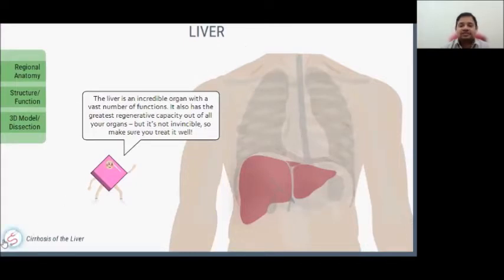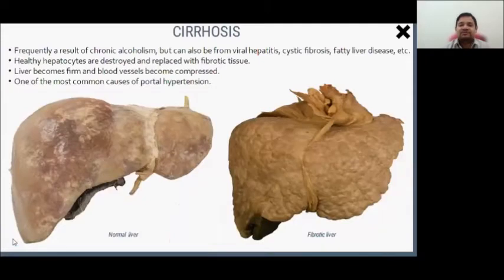There is one common disease known as cirrhosis of the liver. It is frequently a result of chronic alcoholism, but can also be from viral hepatitis, cystic fibrosis, fatty liver disease, and many more. Healthy hepatocytes are destroyed here and are replaced by fibrotic tissue. The liver becomes firm and blood vessels become compressed. It is one of the most common causes of portal hypertension.